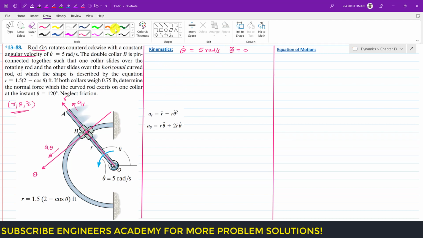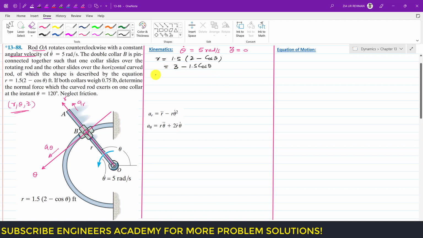Similarly, we are given r as a function of theta, so I will write r is 1.5 into (2 minus cos of theta), or we can write it is 1.5 into 2, so this is 3 minus 1.5 cos of theta.